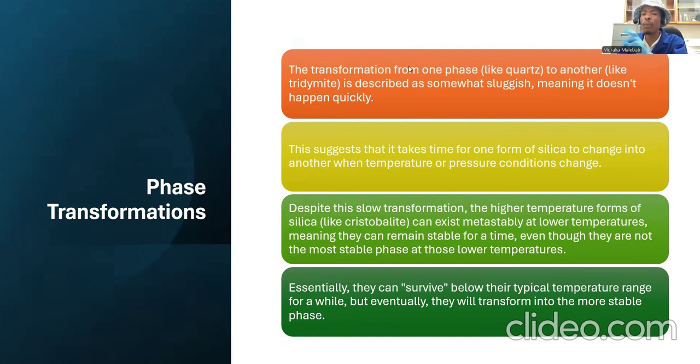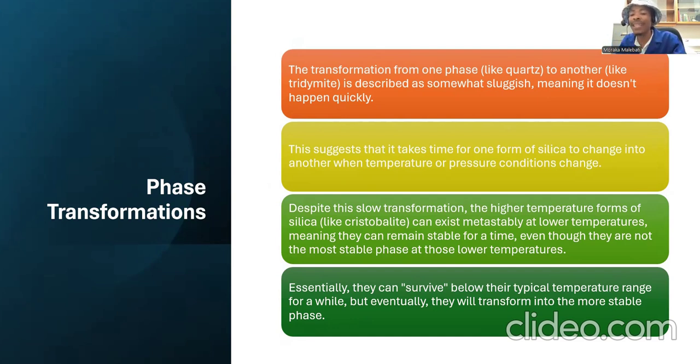The transformation from one phase like quartz to another, like tridymite, is described as somewhat sluggish, meaning it doesn't happen quickly. It takes time, all right? It's not something that can be sharp. This suggests that it takes time for one form of silica to change into another when temperatures or pressure changes. It's not a change which happens quickly. It takes time to happen.